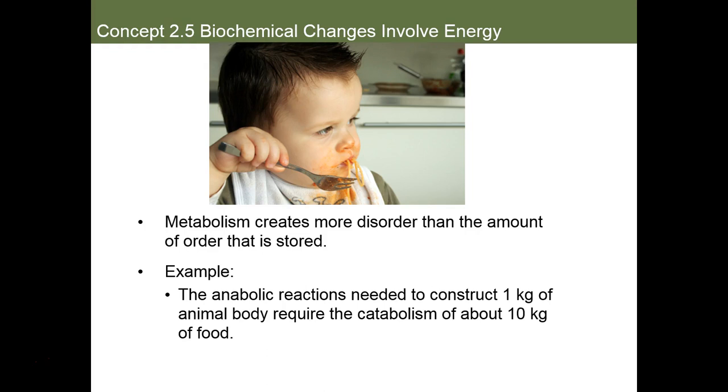For example, in order to gain 1 kilogram of body mass, an anabolic reaction requires about 10 kilograms of food. If metabolism was 100% efficient, you would gain all 10 kilograms. Because of this inefficiency, life requires a constant input of energy to maintain order, or better known as staying alive.